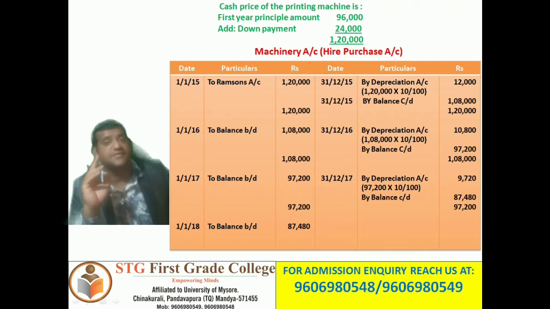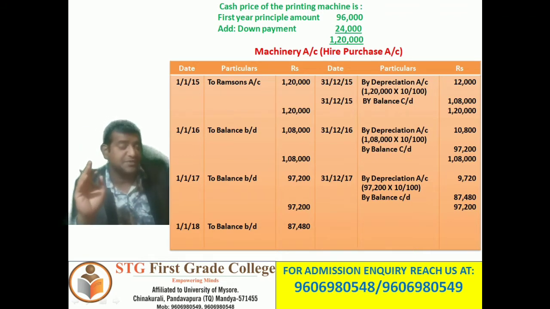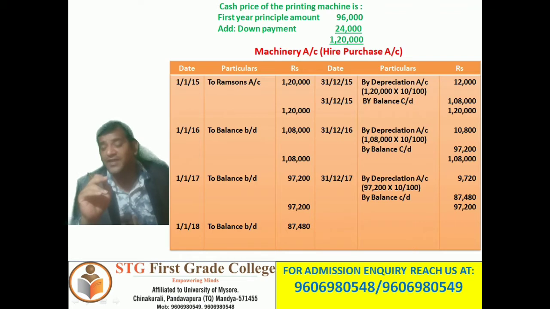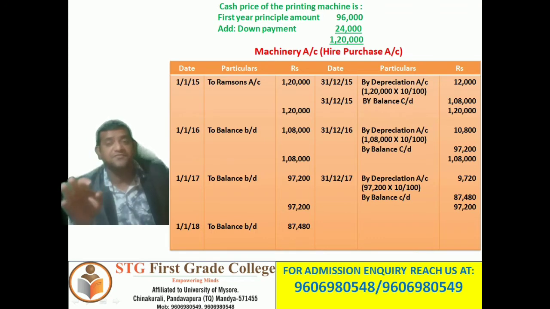And year end 31/12/2015 by depreciation account 1,20,000 into 10 divided by 100, that is 12,000. So same date 31/12/2015 by balance carried down 1,08,000. Both the side total 1,20,000 and 1,20,000.